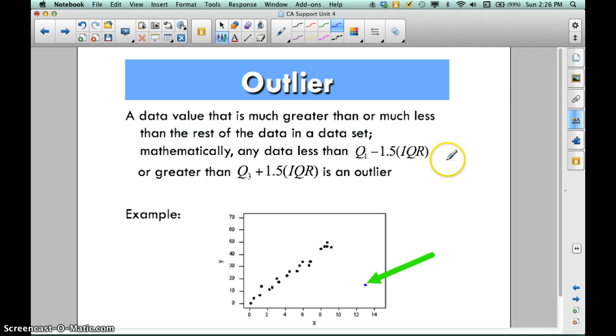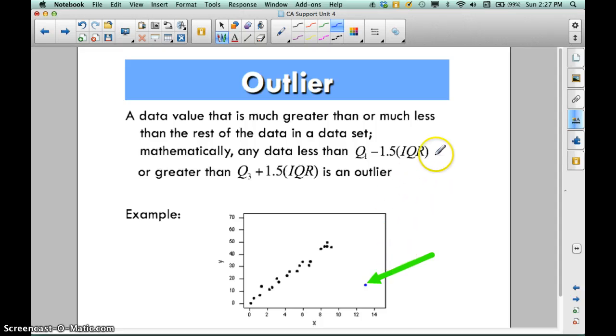The next term is called an outlier. And you've looked at outliers before, probably in middle school. An outlier is a value that is either much bigger than or much smaller than the rest of the data in the data set. And usually we can tell just by looking at the set of data if the number sort of stands out, if it's way bigger or way smaller. But just saying that it's a lot bigger or a lot smaller is a little bit vague. Like, how much bigger or smaller does it have to be to be considered an outlier?